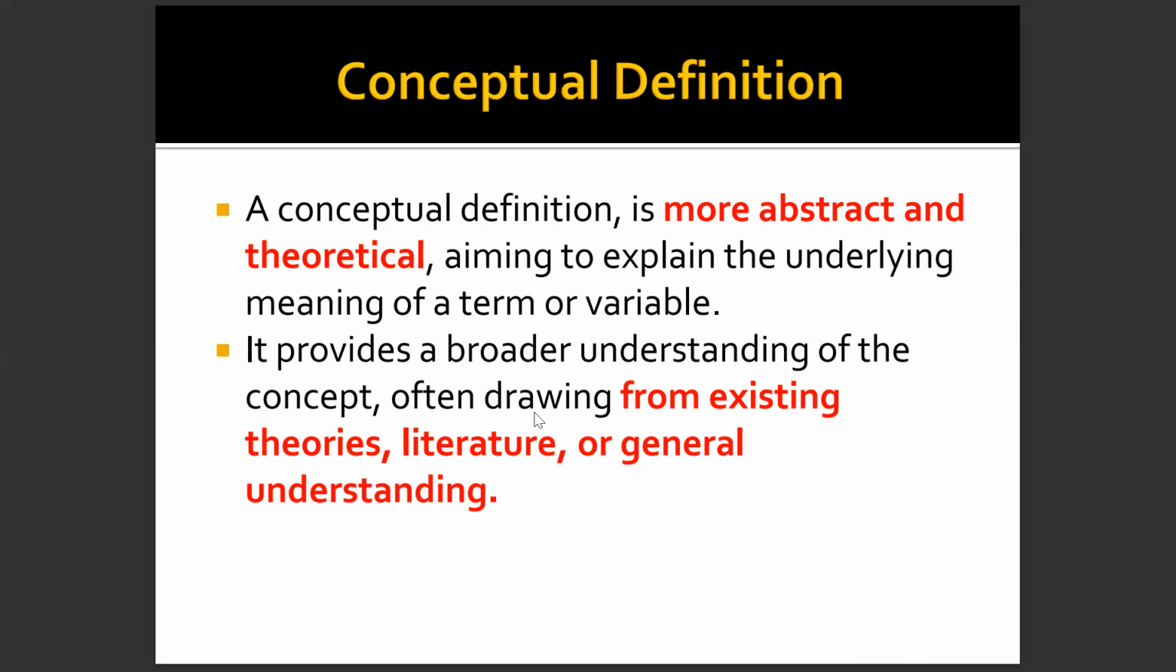The first definition would be the conceptual definition. A conceptual definition is more abstract and theoretical, aiming to explain the underlying meaning of the term or variable. It provides a broader understanding of the concept, often drawing from existing theories, literature, or general understanding. So, the conceptual definition is more of a general definition of that particular word.